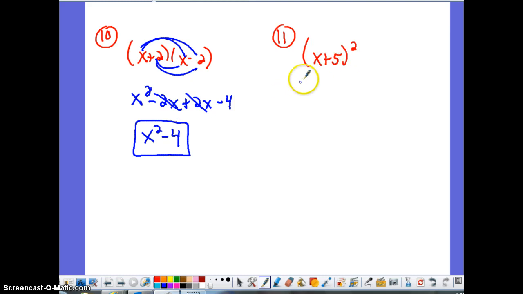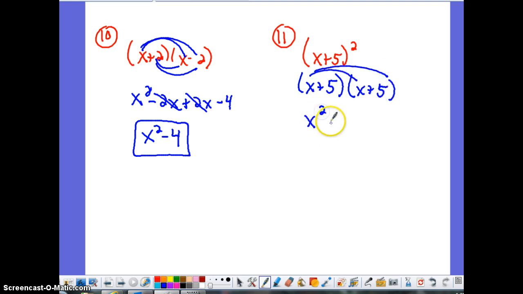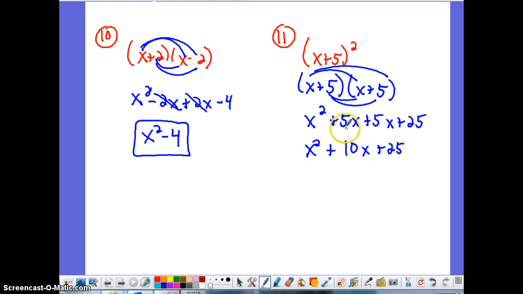Number 11, x plus 5 squared. You have to remember to rewrite that. There are 2 x plus 5s. X plus 5 times x plus 5. And now we just go through and FOIL as we've been doing. Distribute twice. X times x is x squared plus 5x. 5 times x, 5 times 5 is plus 5x plus 25. X squared plus 10x plus 25. 10x comes from the 5x plus the 5x.